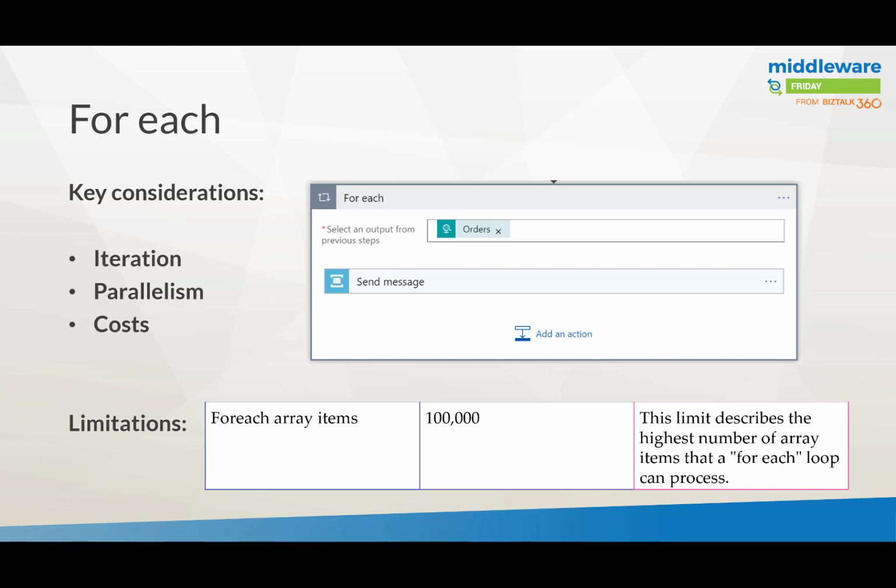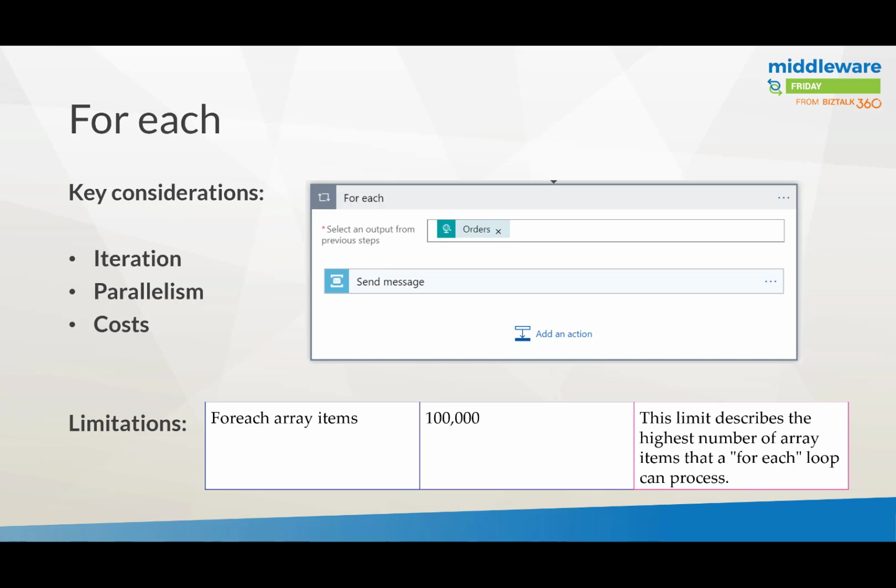So let's talk about looping. There are two ways of doing looping in Logic Apps. Looping in general is just a way of controlling the behavior in a Logic app. You can loop using either a for each or a do until. With the for each, you can iterate through an array of items. You have to think about parallelism as well. Do you want to go sequentially, looping through each of the items, or do it in parallel, which you can do with concurrency?